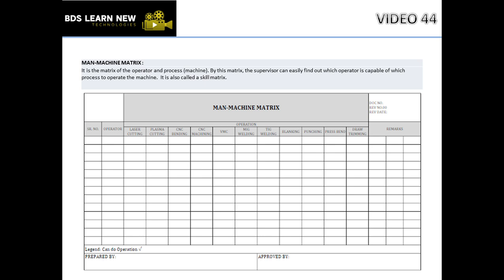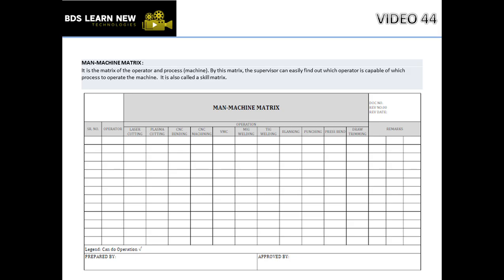Then we have the man-machine matrix. It is a matrix of the operator and process, which is basically machine. By this matrix, the supervisor can easily find out which operator is capable of which process to operate the machine. It is also called a skill matrix, right?